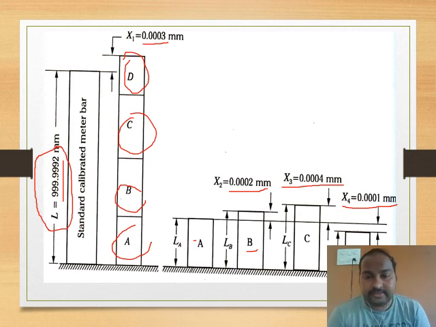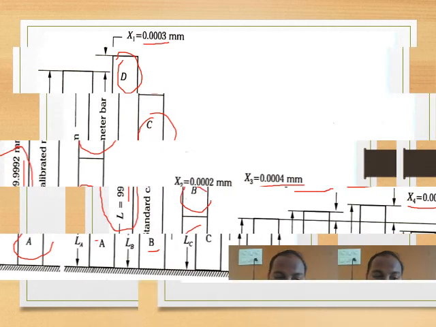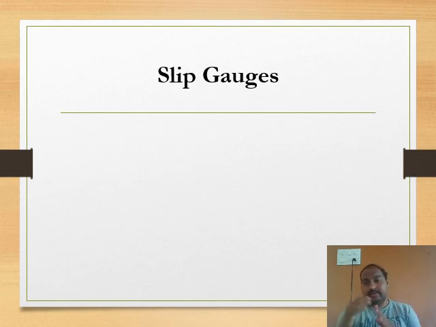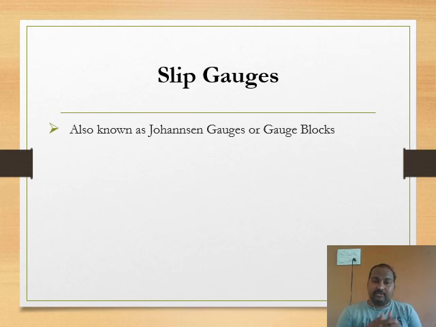Okay, this is the next problem. This is given for four bars. This is about how to transfer the line standard to the end standard. Now we will take an example of the end bar. The best example of an end bar is slip gauges, which are a standard used for linear measurements. What are slip gauges? They are also known as Johansson gauges or gauge blocks.